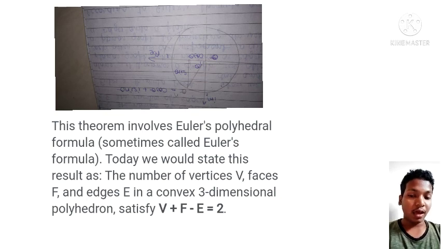Euler's formula for polyhedra can be written as F plus V minus E equals 2, where F is the number of faces, V is the number of vertices, and E is the number of edges.